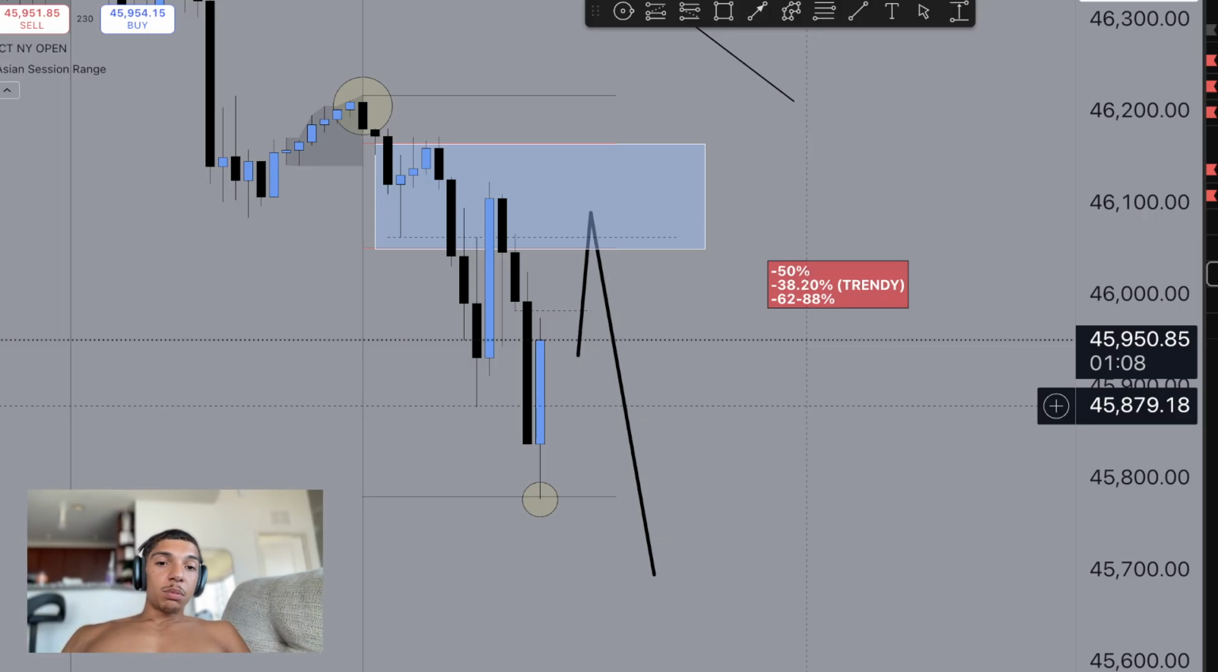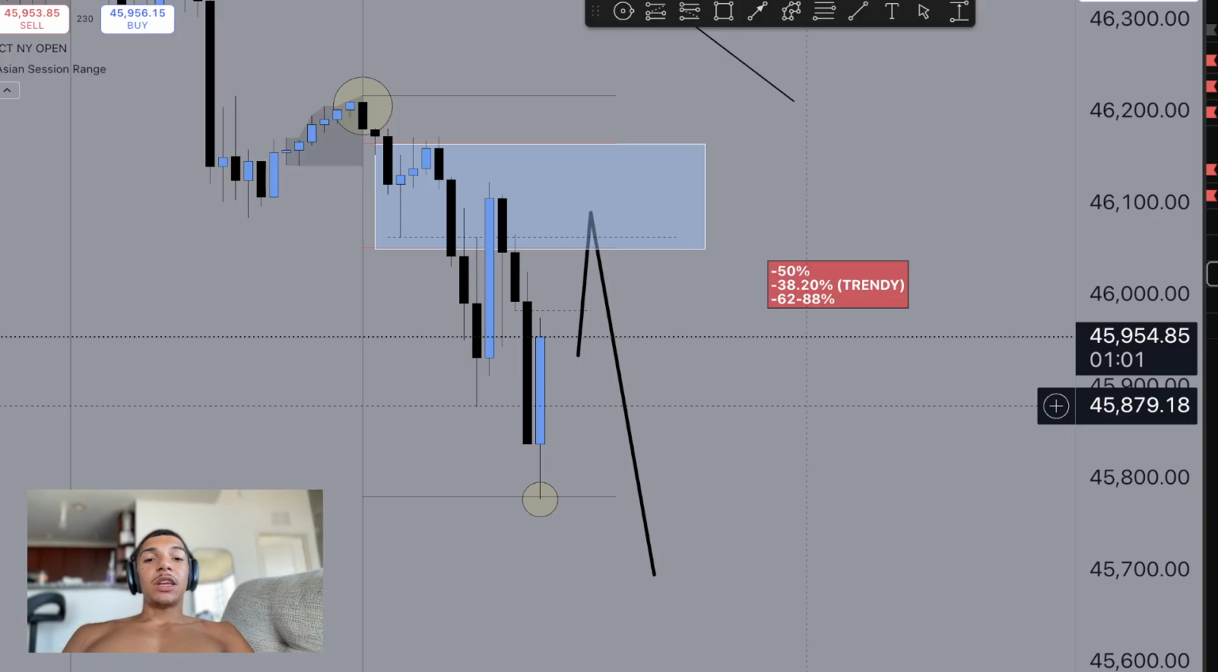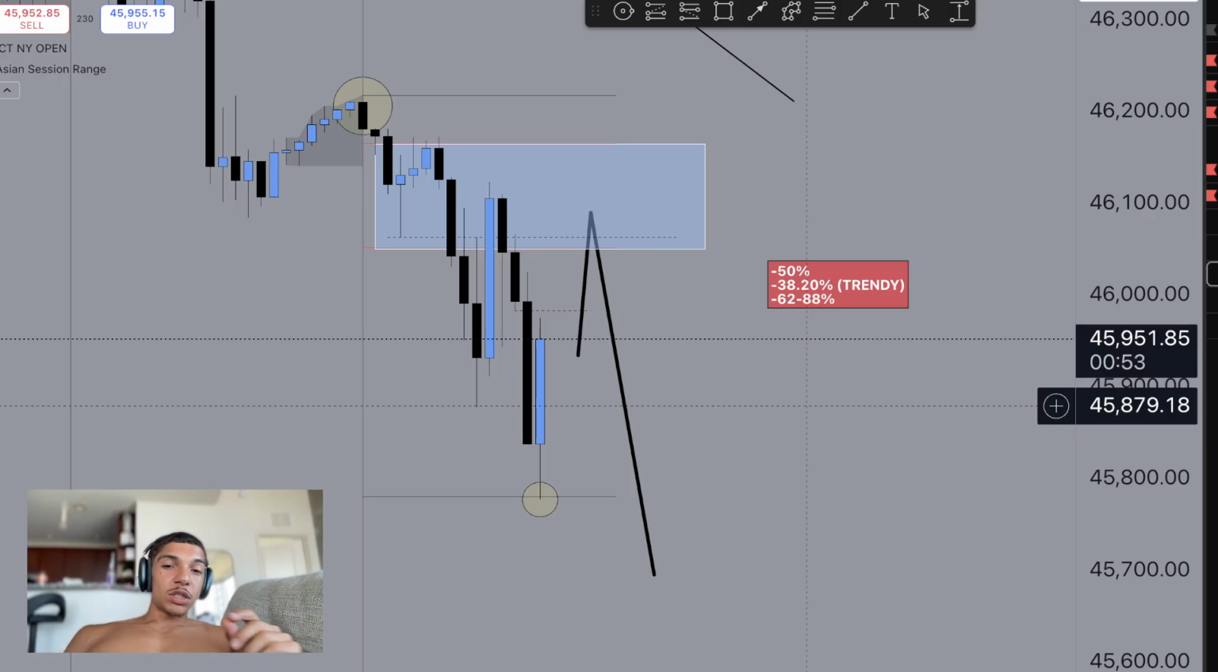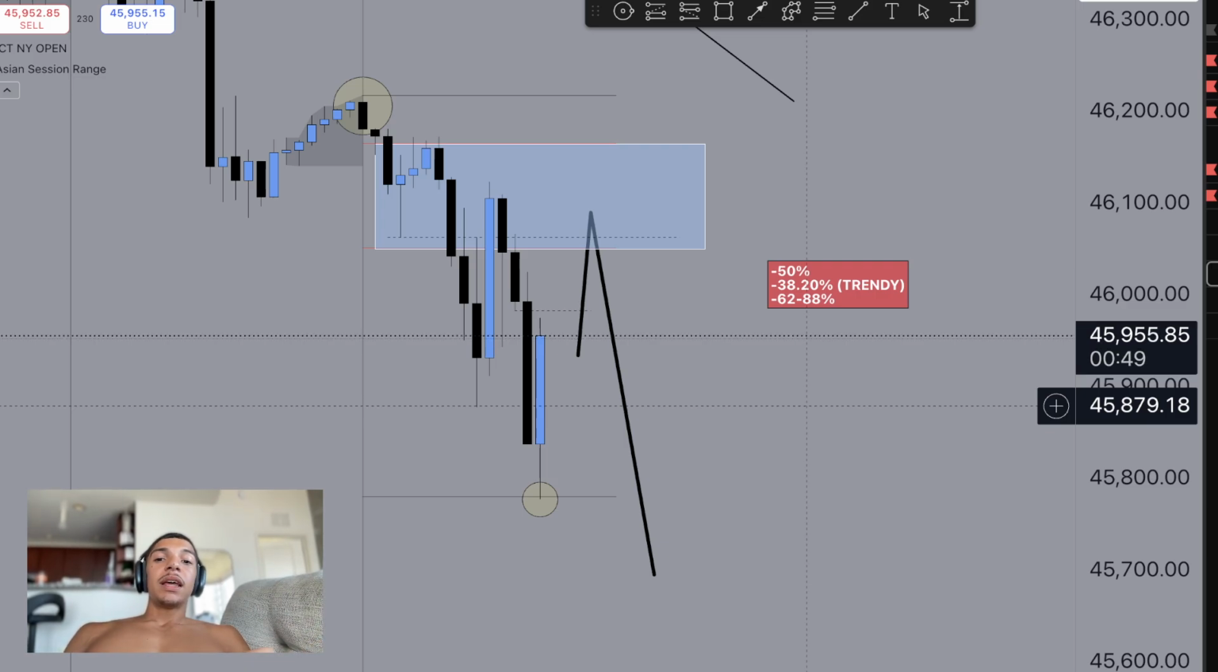The 38.20% is going to be a very trendy fib. It's a fib that you pull when price is not trying to give you a crazy pullback, when price has pulled back just a little bit, but you have other reasons besides just that 38.20%, because when you have those small pullbacks, sometimes you might just get chopped up. The 62 to 88%, that is buying at the lowest price possible and selling at the highest price possible.